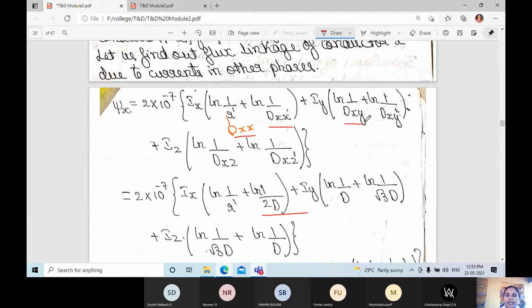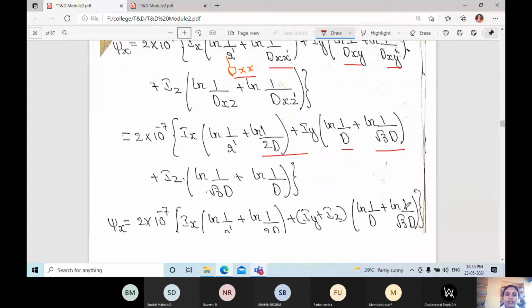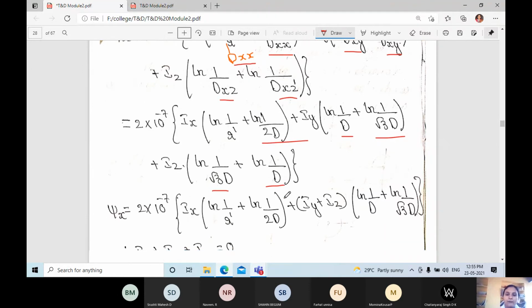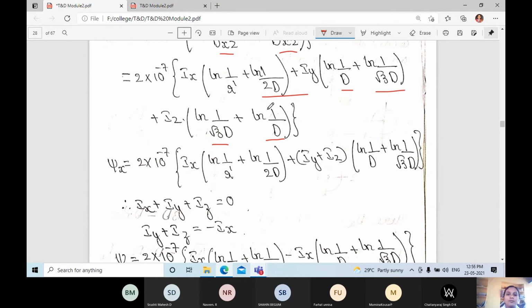The distance between x and y is capital D, and the distance between x and y dash is square root of 3 into D. The distance between x and z is square root of 3 into D, and the distance between x and z dash is capital D. Okay, now we have substituted the value of all the distances.